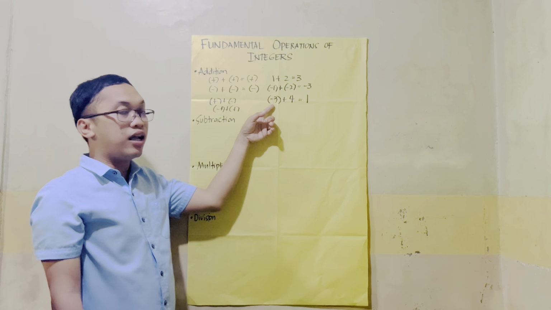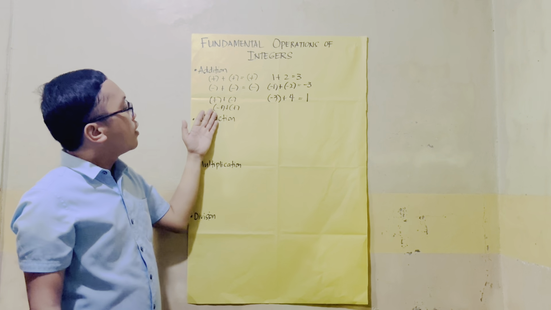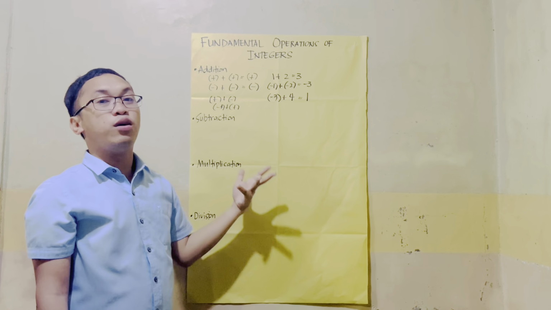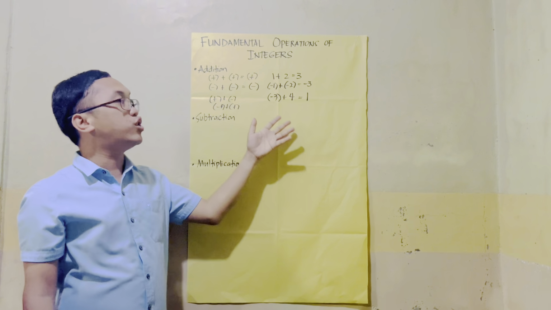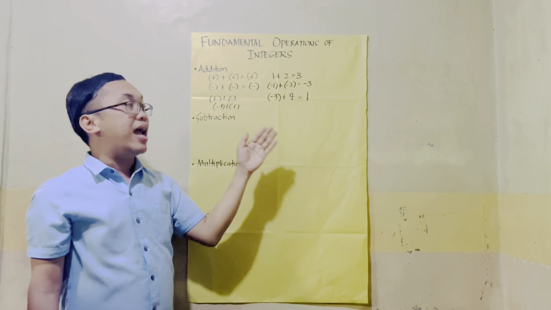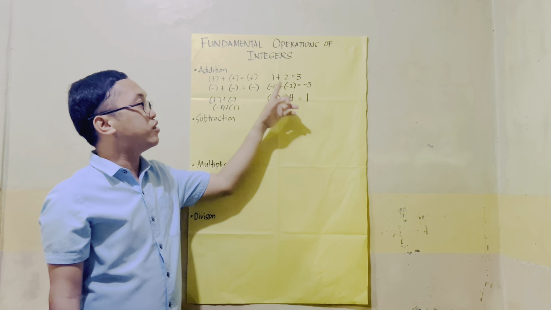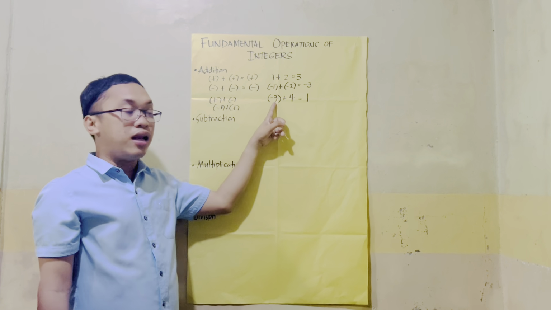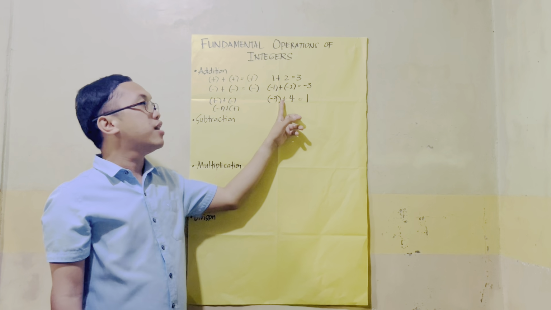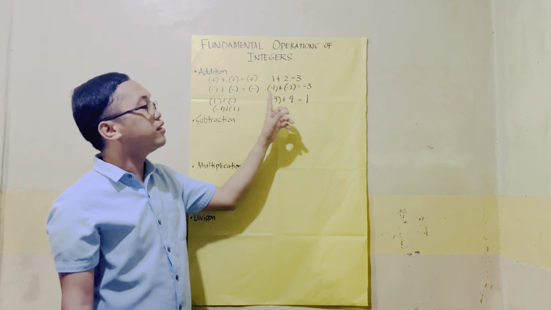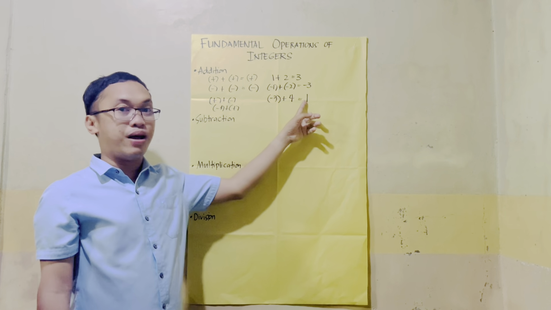The first one is negative and then the second one is positive. And as per what I have said a while ago, we will use the larger number, copy its sign, and subtract the two numbers. So we will use 4 and then subtract 3 from it, and we will use the sign of 4, the larger number. So the answer is 4 minus 3 is equal to 1. And since the larger number is positive, the sign is positive.